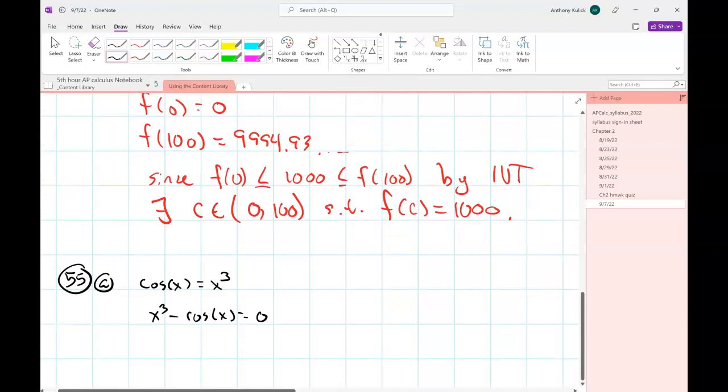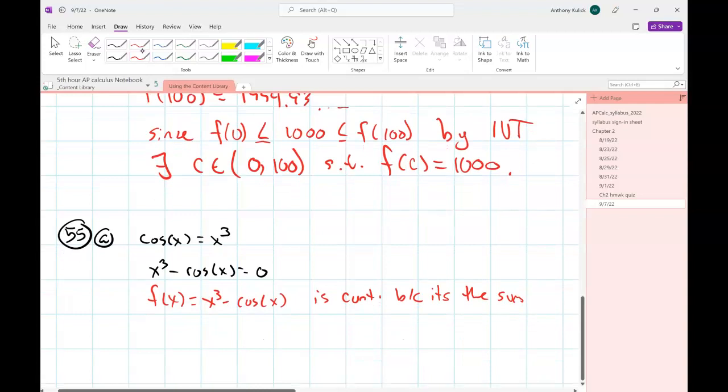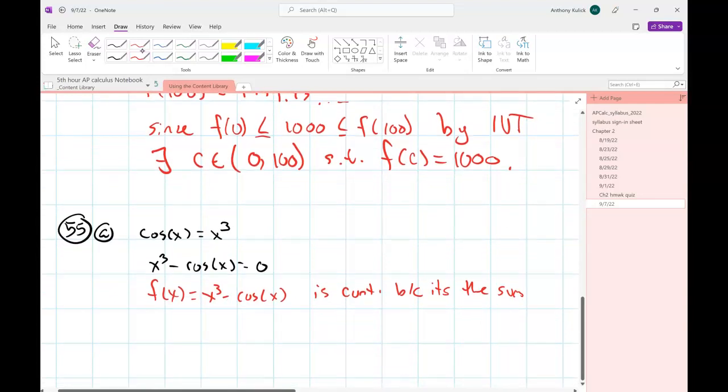So do we want to make it equal to 0? Yeah, because I'm going to call this function my f of x. Like, even on the ones that are 51 through 54, we want to make it equal to 0. Yeah, because I'm going to use the intermediate value theorem for this, so I need a function, and that function needs everything all on one side.